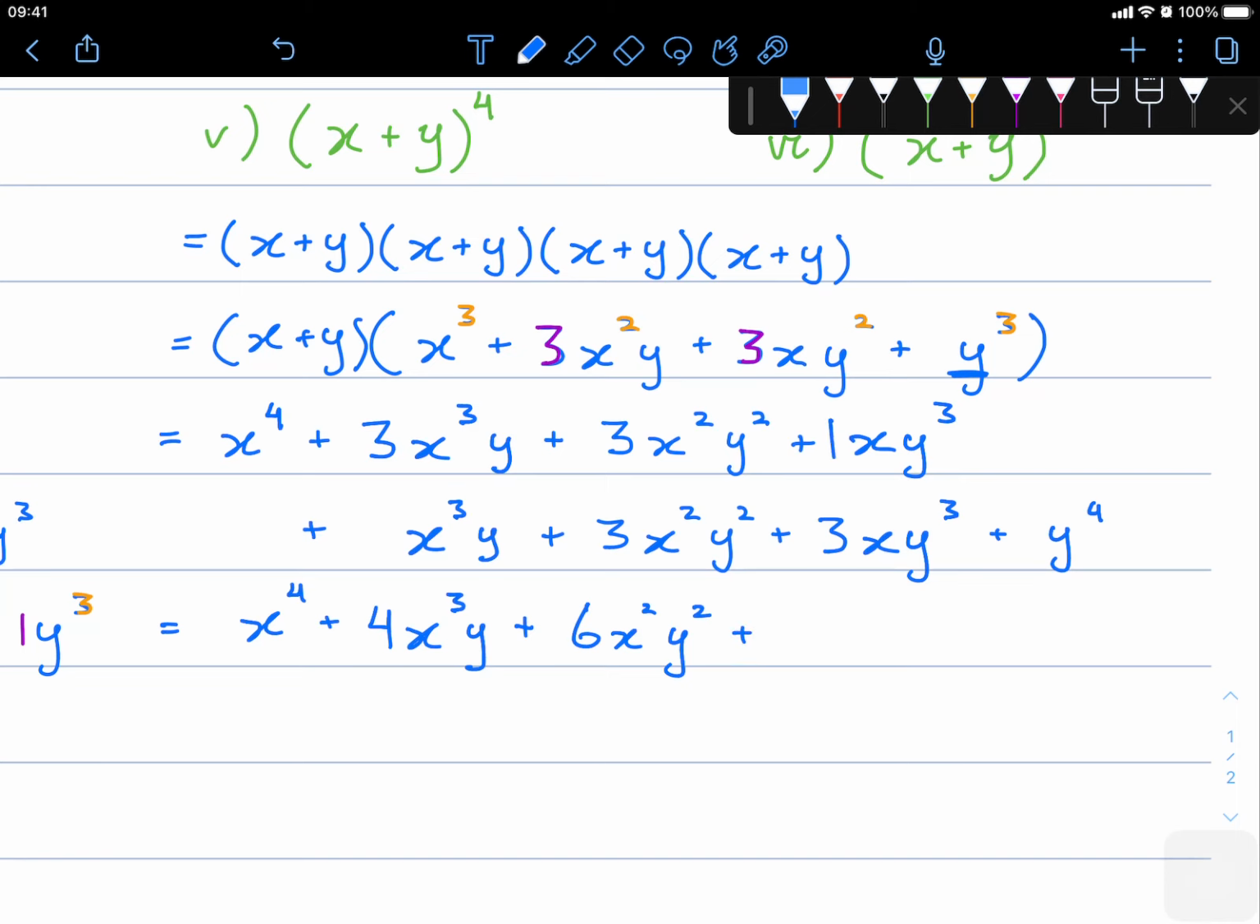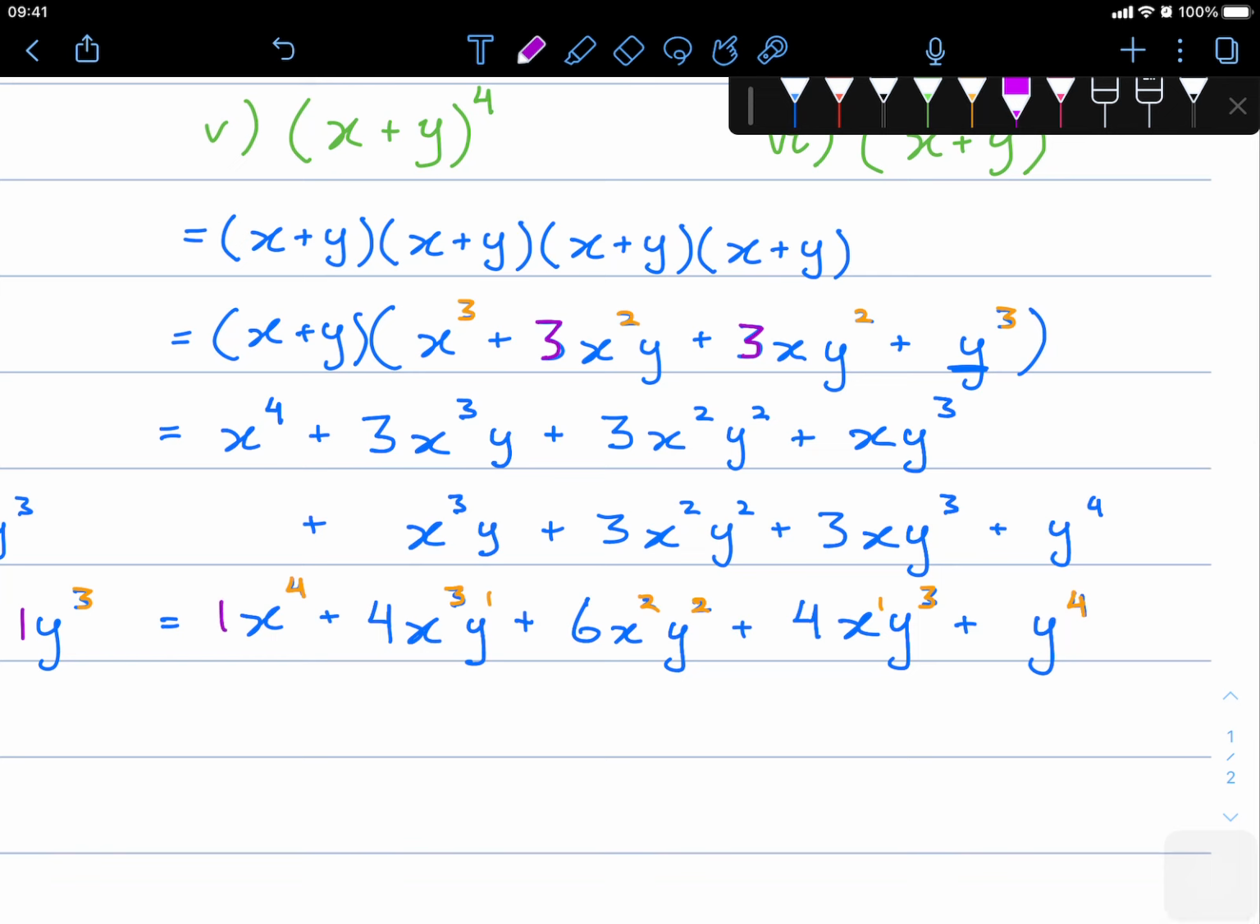Plus 1xy cubed plus 3xy cubed. That becomes 4xy cubed plus y to the power of 4. I'd like to draw your attention again to the powers. 4, 3, 1, 2, 2, 1, 3, 4. As for the coefficients, 1, 4, 6, 4, 1.